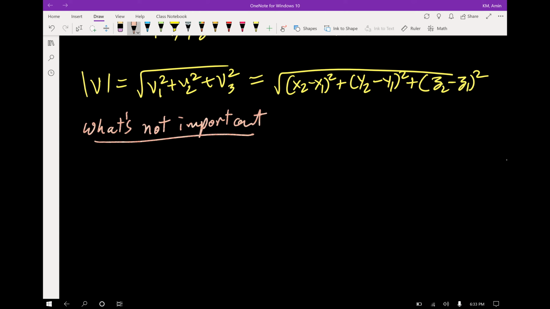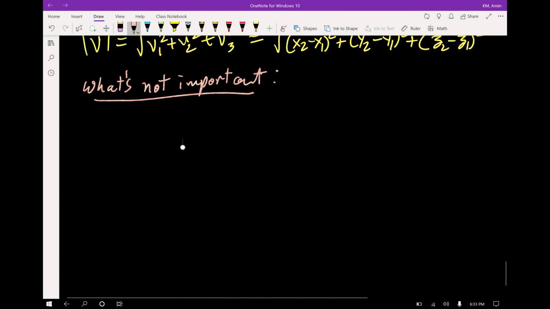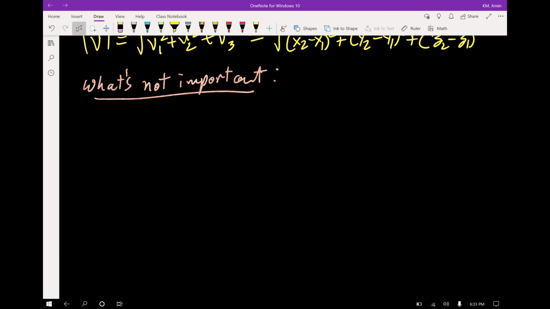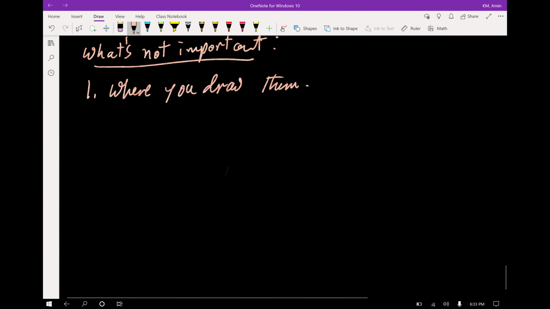So what's not important for vectors is where you draw them. Remember I told you it really doesn't matter where you draw them. You could draw it anywhere, as long as you could find a way to move it to the origin, it's the same. So what does a vector represent?